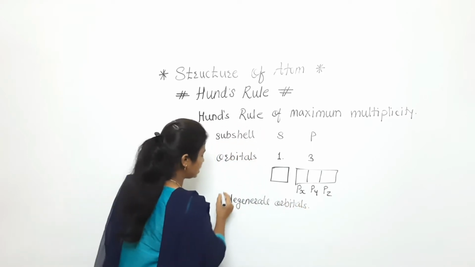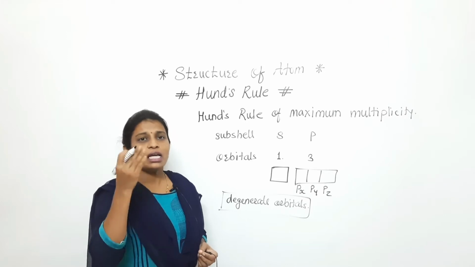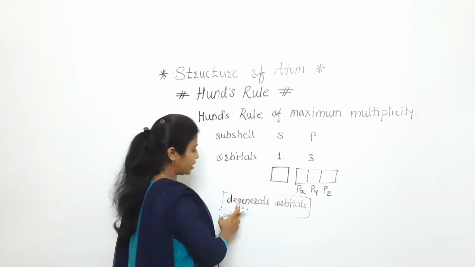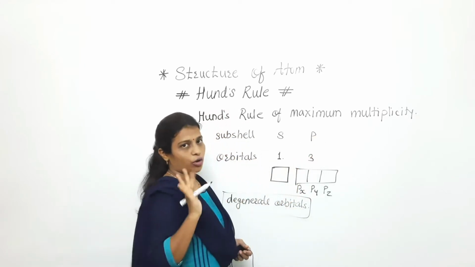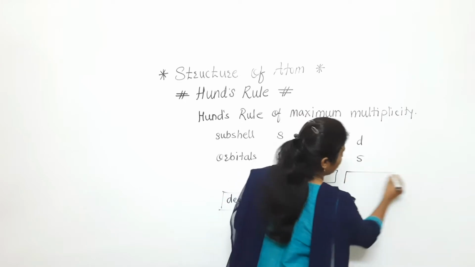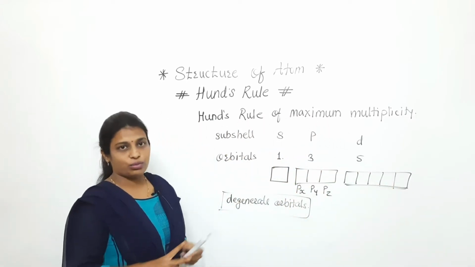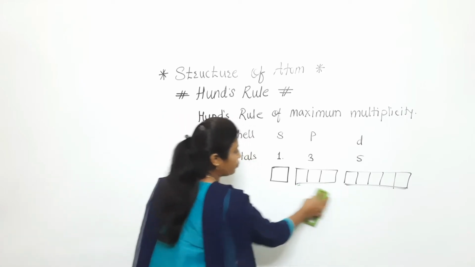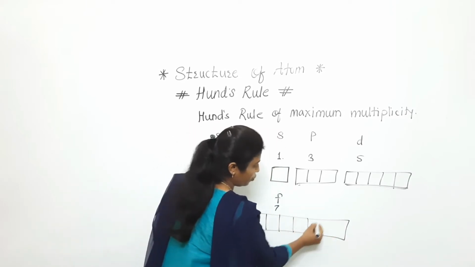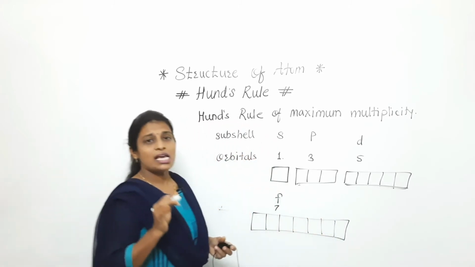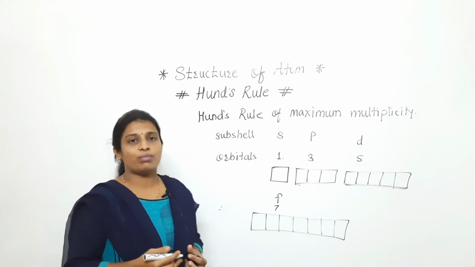Like that, out of s, p, d, f, s has only one orbital, so no issue. But for p, d and f there are multiple orbitals having the same energy, so they are called degenerate orbitals. For the p subshell, 3 degenerate orbitals are there. For d, 5 orbitals are there, so we draw 5 boxes, and these 5 orbitals have the same energy, meaning they are degenerate. For f, 7 orbitals are there, so we draw 7 boxes, and these 7 orbitals have the same energy. Now you know how many orbitals are there for a given subshell and what is meant by degenerate orbitals.